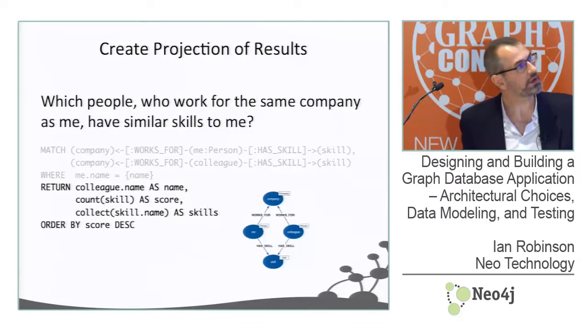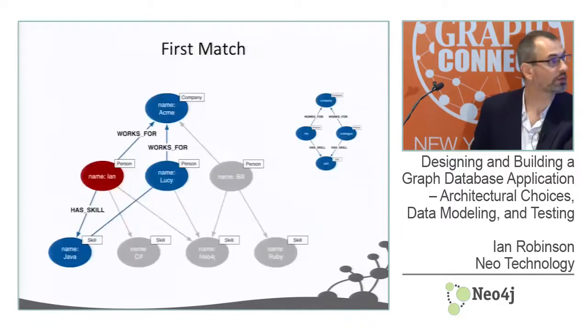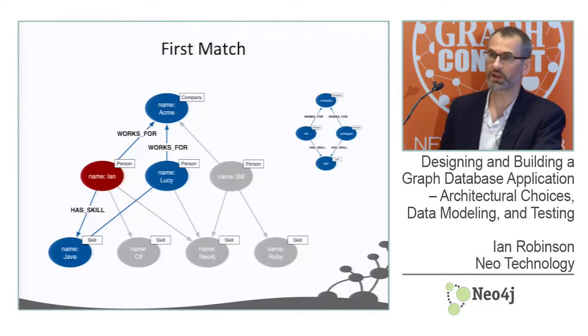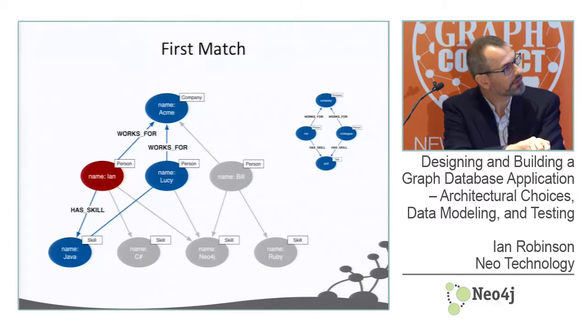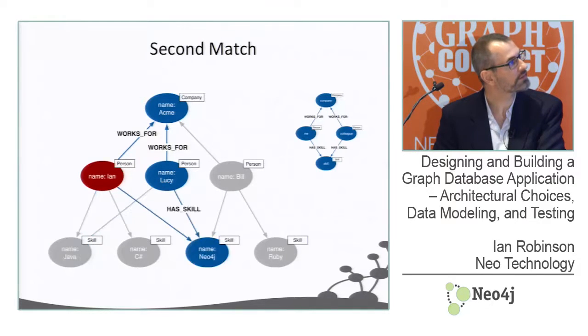So if we were to execute this query against that little sample data set I showed earlier, these are the matches that would occur. So we're anchoring it, we're finding a node that represents me, that represents Ian, so that's the value that we're supplying to the query. And this is our first match. Ian works for Acme and has the skill Java. Lucy works for Acme and has the skill Java. So that's that first diamond-shaped match.